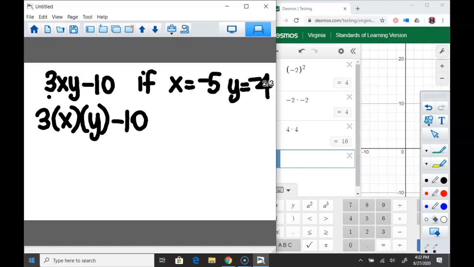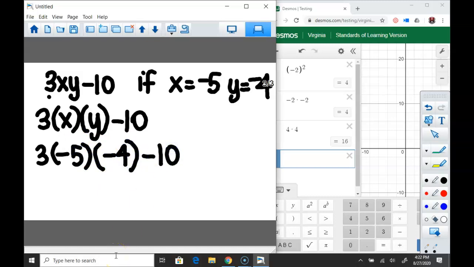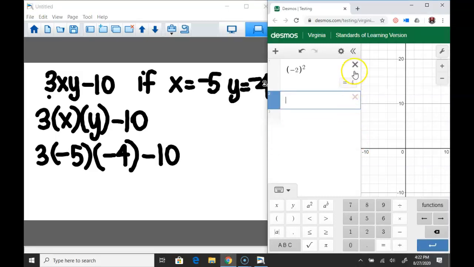Now we can sub in. So we're going to sub in a -5 where that x is. So that's going to be 3 times -5, sub a -4 where that y is, times a -4 minus 10. Now we have just a basic problem. Let's use GEMDAS to evaluate that. So does it have grouping symbols? Well, it's got 2 sets of parentheses, but there's only one number inside of each set, so no grouping symbols. Does 3 times -5 times -4 minus 10 have exponents? And the answer to that is no.